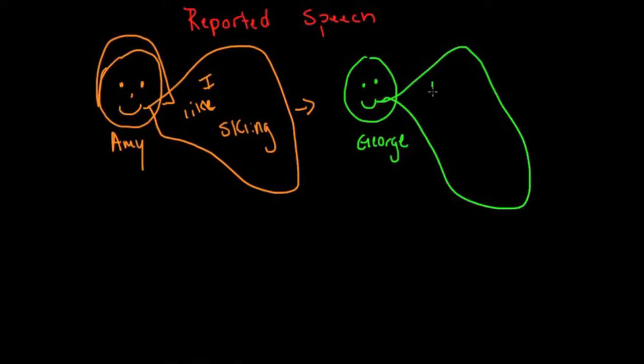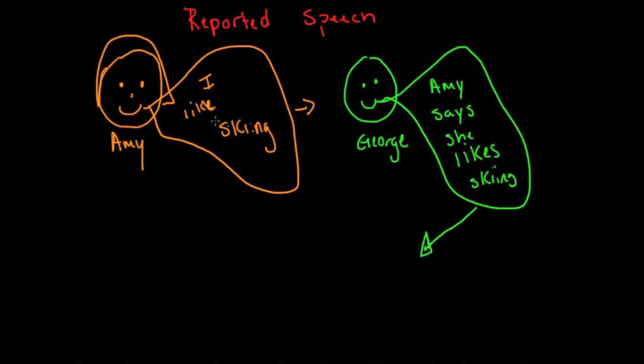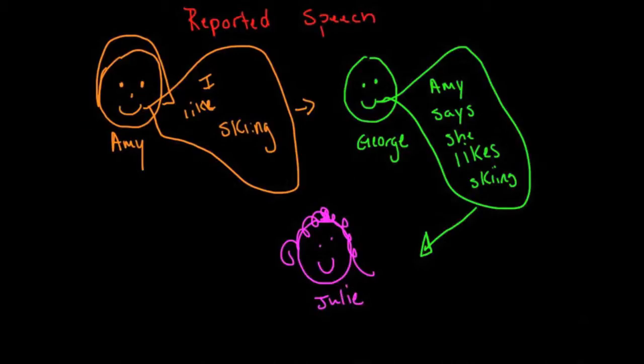says, Amy says she likes skiing. And he tells this to his friend Julie. So this is what reporting speech is, and we're going to take a look at that.